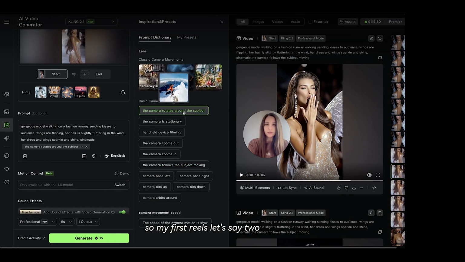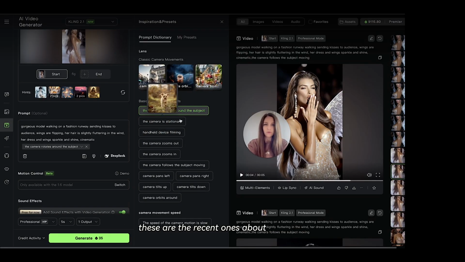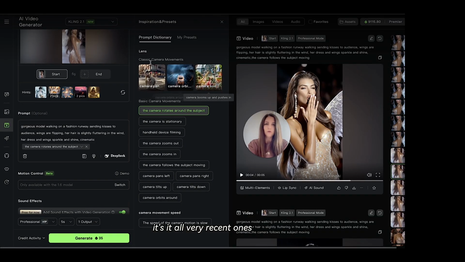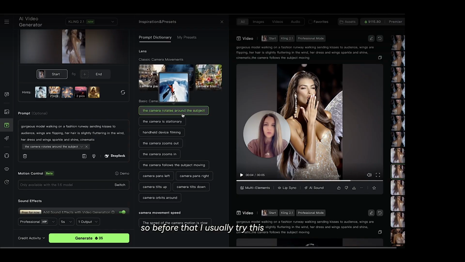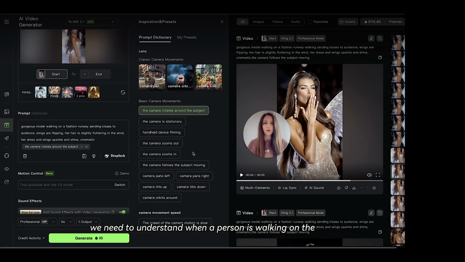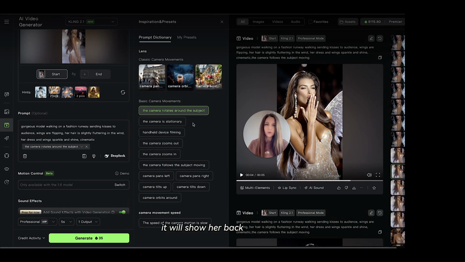My first reels, let's say two to three months ago, contained only these presets because there weren't any others. These are the recent ones: the camera pans right and tilts down, orbits and pushes in. They're all very recent. Before that, I usually tried this: the camera rotates around the subject, and my favorite one, the camera follows the subject moving. We need to understand that when a person is walking on the runway, if we tell the camera to rotate, it will show her back, it will show her side. If we don't want that, if we want just a straight look at how she moves, with the camera just following how she walks, then we use this one.